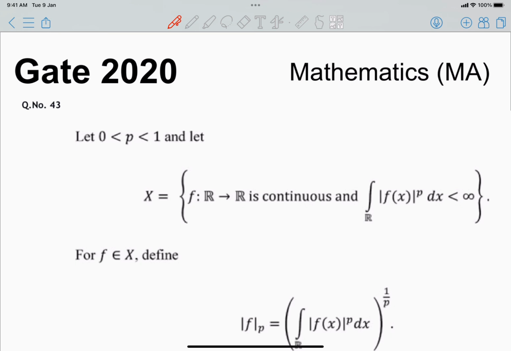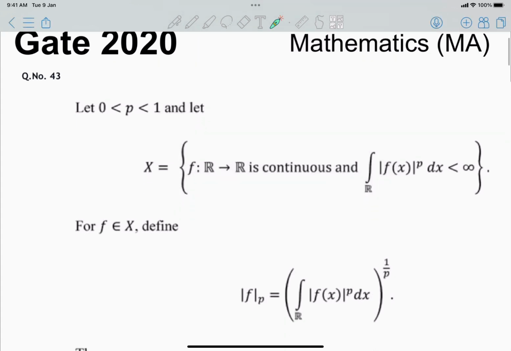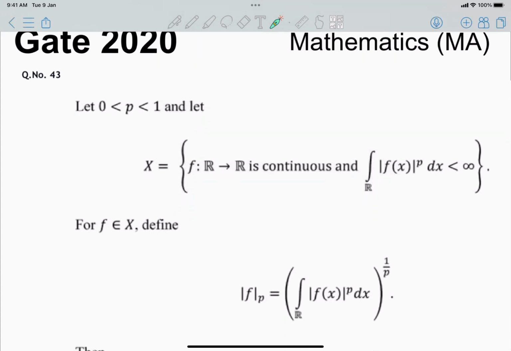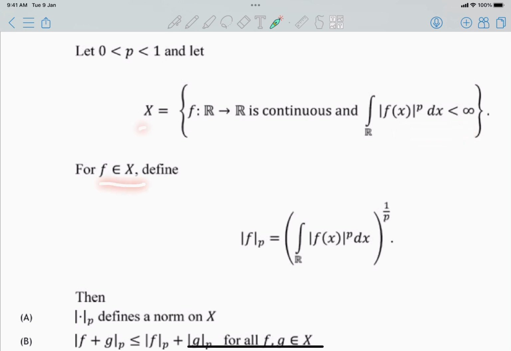Okay, so today we'll solve GATE 2020 question. This is a question from real analysis and question number 43. It says: let p be between 0 and 1, and X is the space of all continuous functions such that the integral of |f|^p should be finite. And for f belonging to this space, we define this.